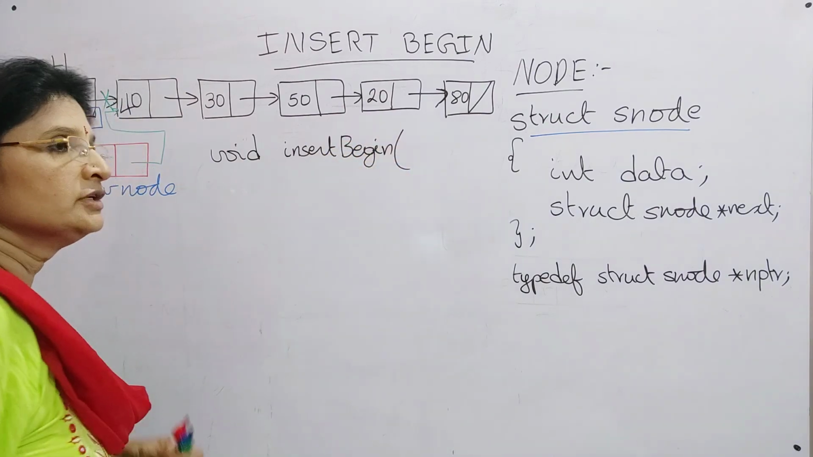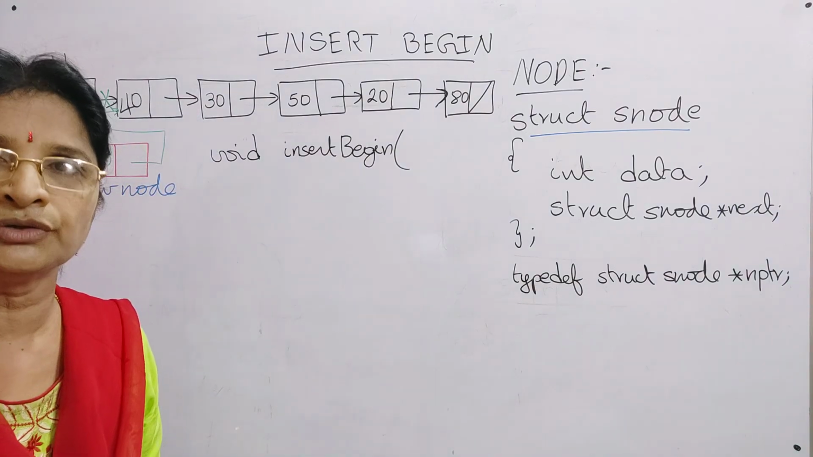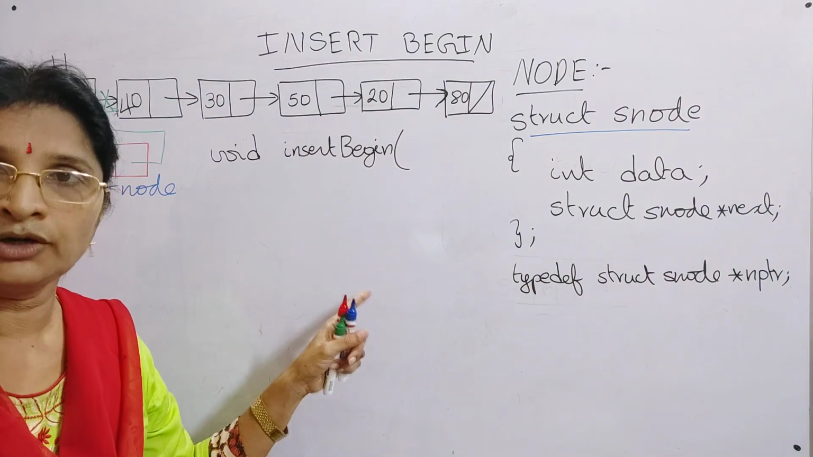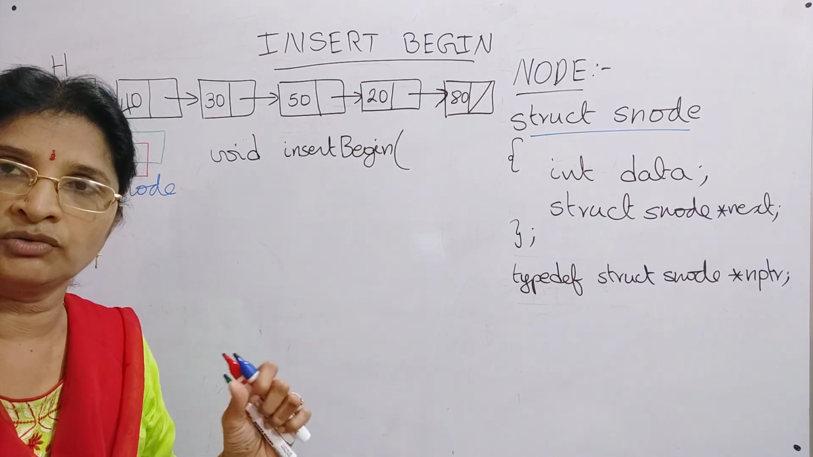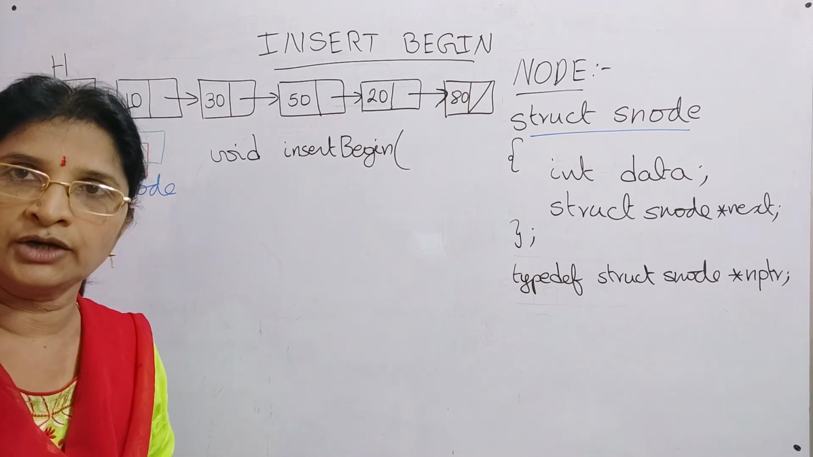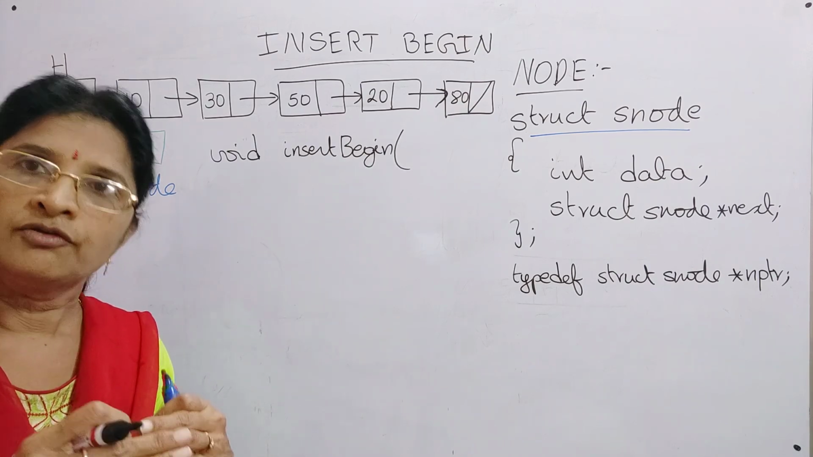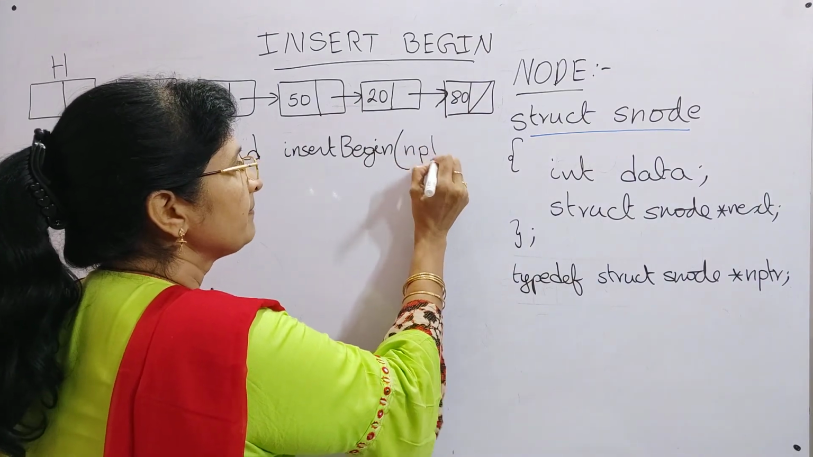Insert begin. Whenever you are working with a singly linked list, you have to give the header node address, because only if you give the header node address can you work with the linked list, since the header node contains the address of the first node. So that's why here you have to give the header node.